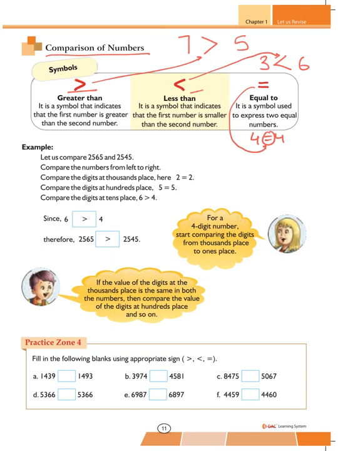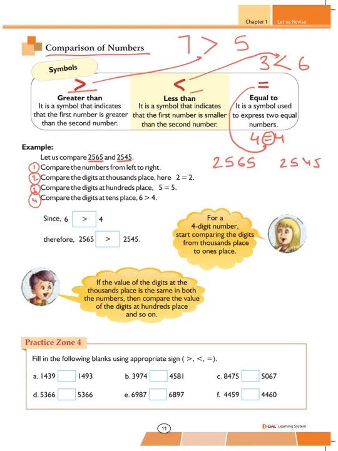This is the greater than sign, this is the less than sign, and this is the equal to sign. Okay, now let's see how to compare 4-digit numbers. This was a single digit number, but if we have a 2-digit, 3-digit, 4-digit, or 5-digit number, what are the steps? These are the 4 steps that you have to remember. If you remember these 4 steps, then you can compare any number, however long it is. The example given is 2565 and 2545. So we will write over here 2565 and 2545.